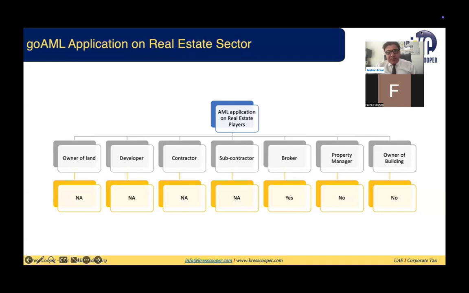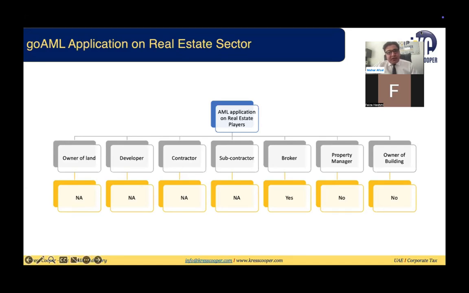Just to control this loss, the ministers of the G20 countries, along with the FATF, decided to bring in the OECD regulations and control money laundering. goAML is part of this effort. The 15 BEPS action points, Pillar 1, Pillar 2, are all part of this, and goAML is one of them. In the UAE real estate sector, the direct players in the market are owners of the land, developers, contractors, subcontractors, brokers, property managers, and owners of the building.